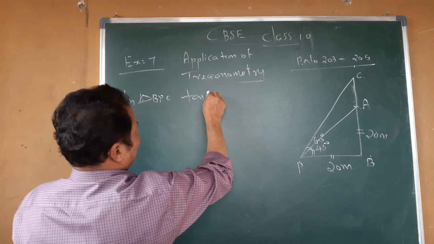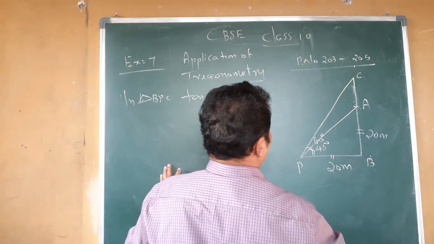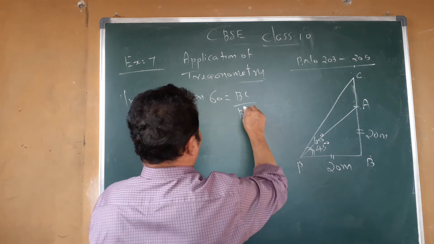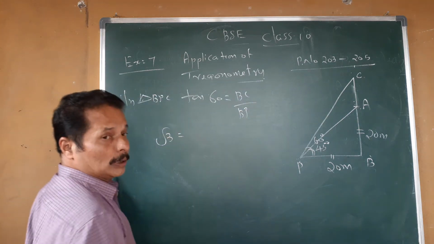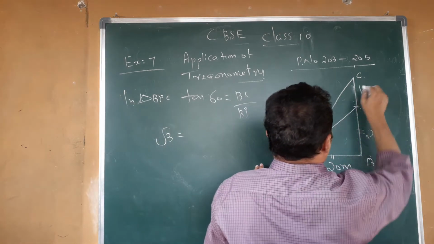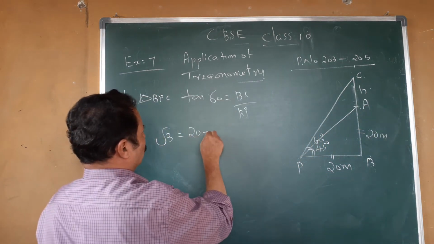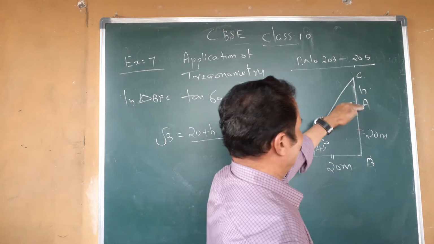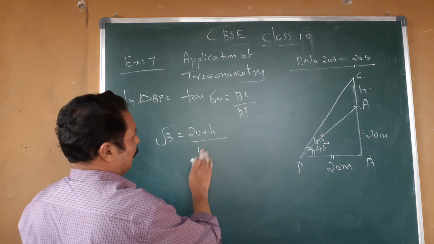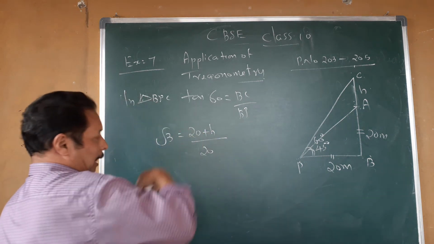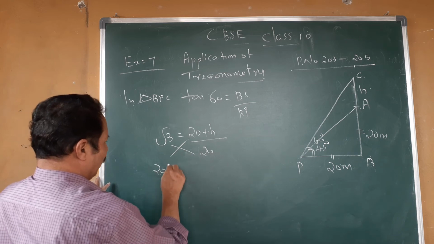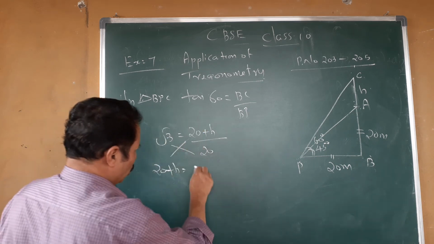That is tan 60 equal to opposite by adjacent, BC by BP. Tan 60 is root 3. BC, we don't know the height, so better you put it 20 plus H, that is 20 plus AC or 20 plus H, divided by BP. BP is already 20. Then by cross multiplication, look very carefully here, cross multiply: 20 plus H equal to 20 root 3.